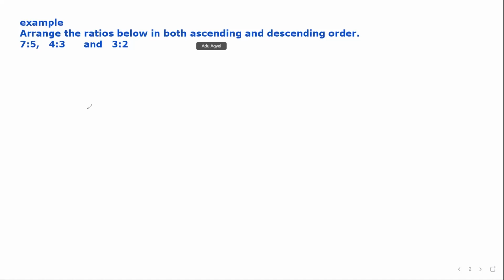Example: arrange the ratios below in both ascending and descending order. So it also comes with what? The comparison. Before you can arrange something in ascending, from the lowest to the highest, or descending, from the highest to the lowest, you need to compare and choose the one that is greater or the one that is smaller. So here, let's write our solution.